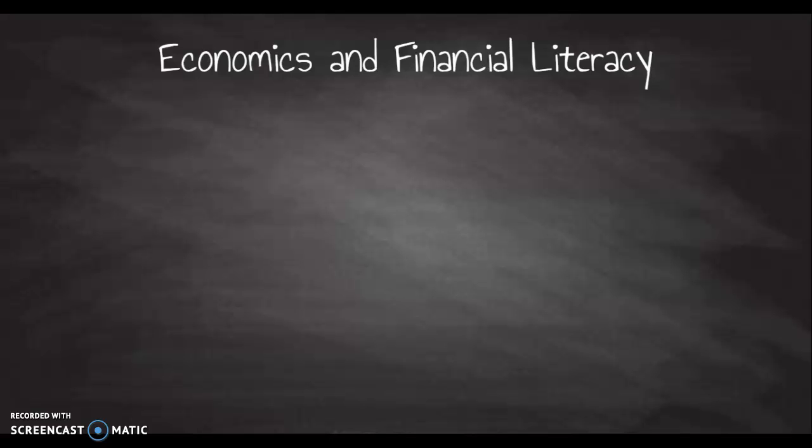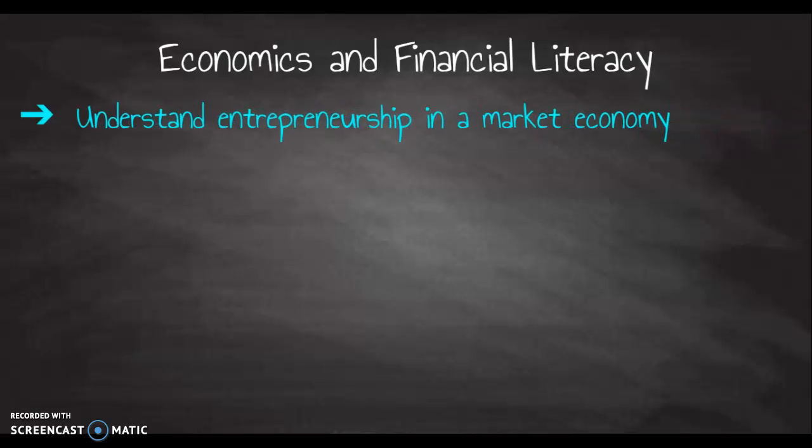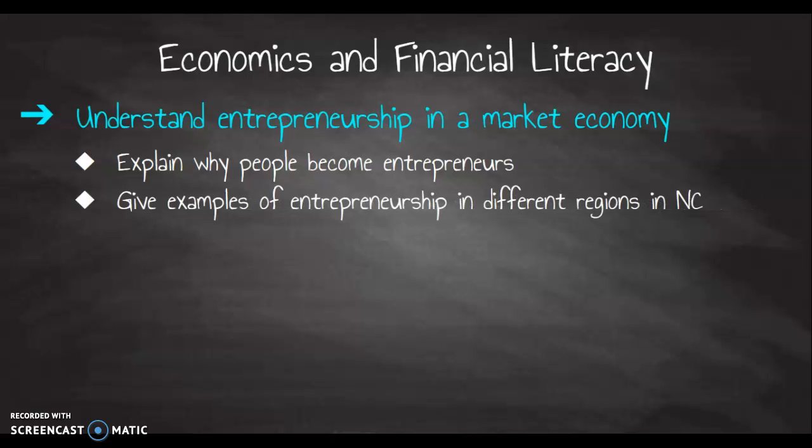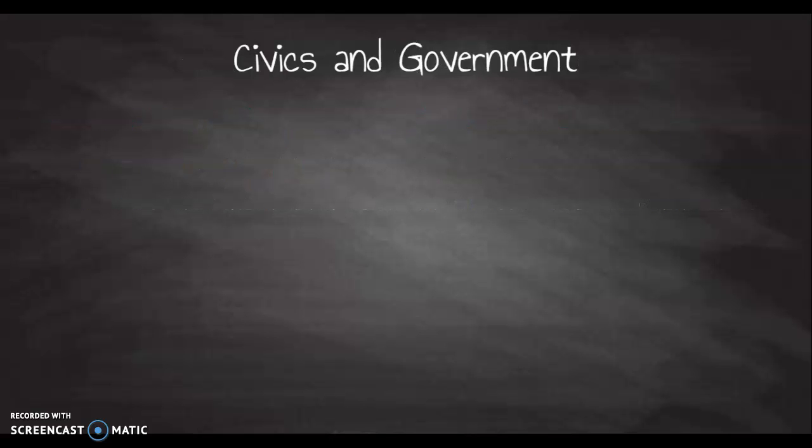And then we move into economics and financial literacy, the second part. And in this part, students will understand entrepreneurship in a market economy. So students will explain why people become entrepreneurs. They will give examples of entrepreneurship in different regions in North Carolina. And then we will finally end with civics and government.